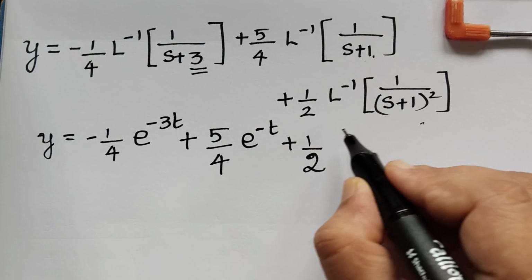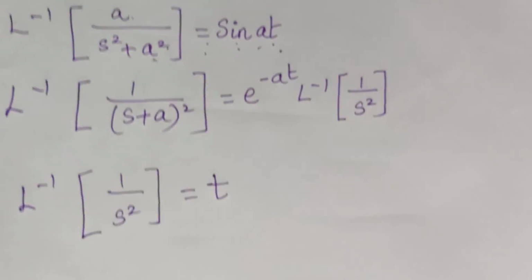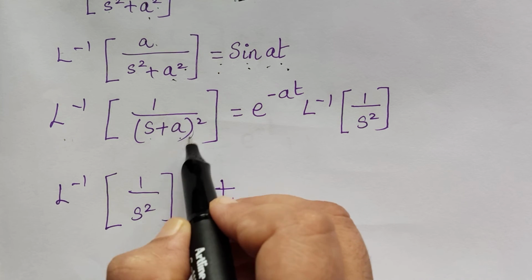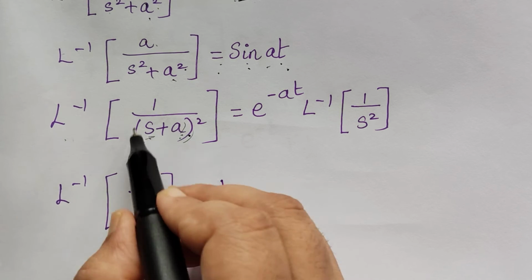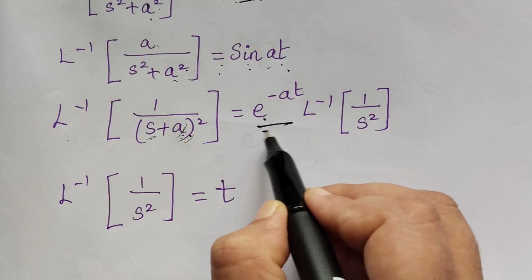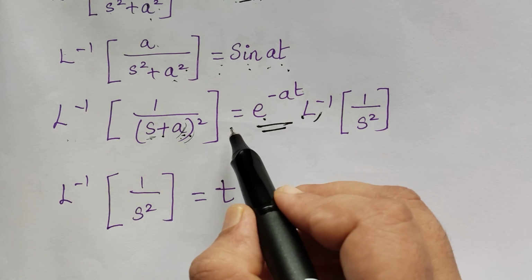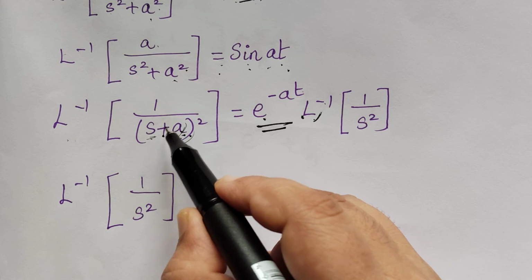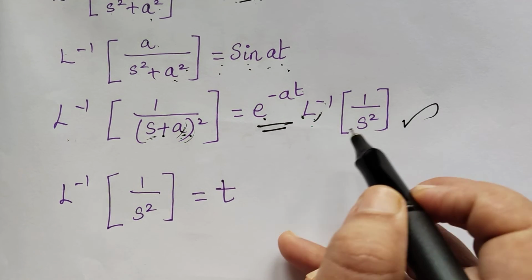Now here we have to apply the shifting property under inverse Laplace transform. That is, here we have inverse Laplace transform of 1 by s plus a the whole square. So when s is shifted to s plus a, we have to write it as e to the power negative at multiplied with Laplace inverse of, now shift s plus a to s itself. If you shift s plus a to s, it will become 1 by s square. So Laplace inverse of 1 by s square. So this is the formula.